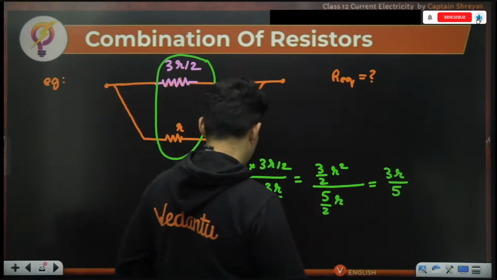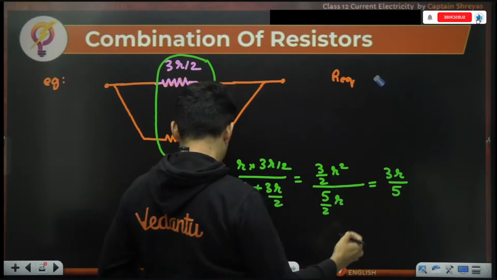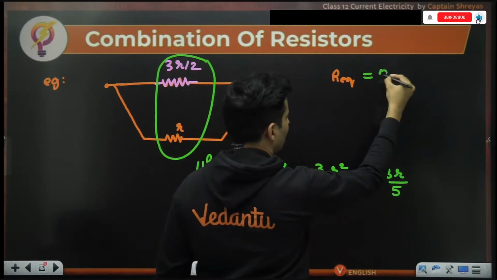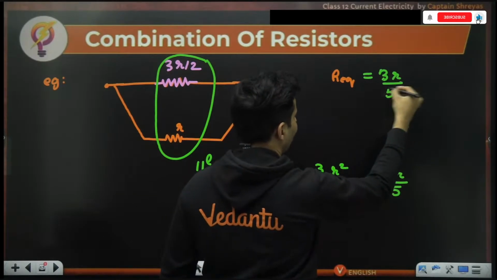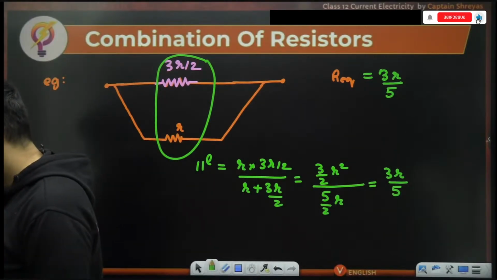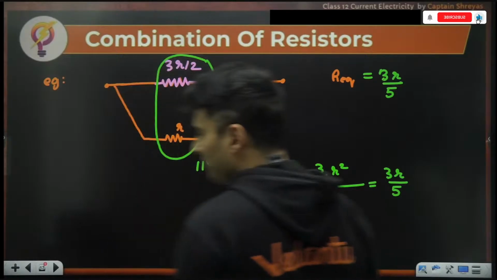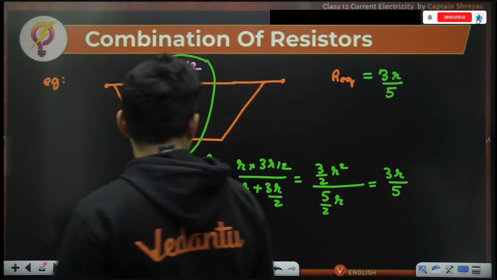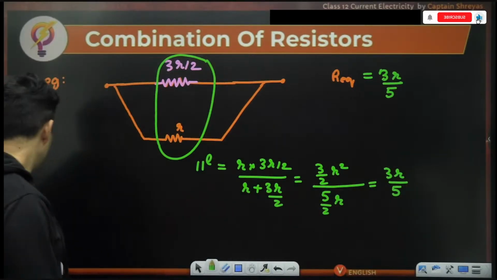So this is basically your R equivalent. So R equivalent is nothing but 3R by 5 ohms. Yeah, just check it out. Everyone with me? Yeah, awesome, perfect.